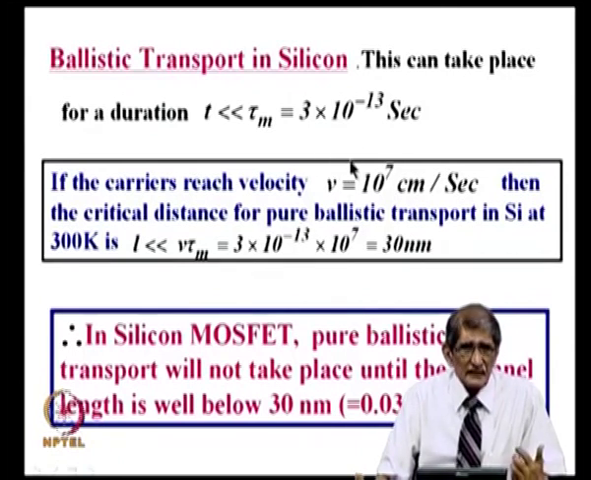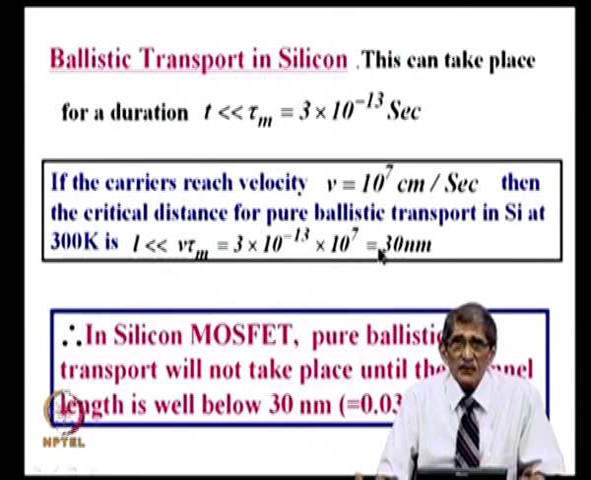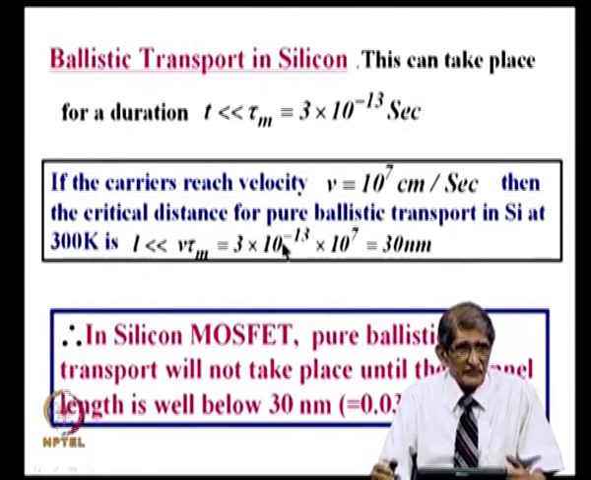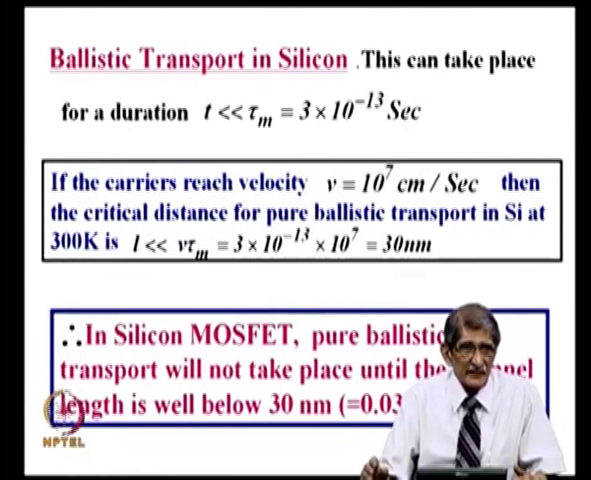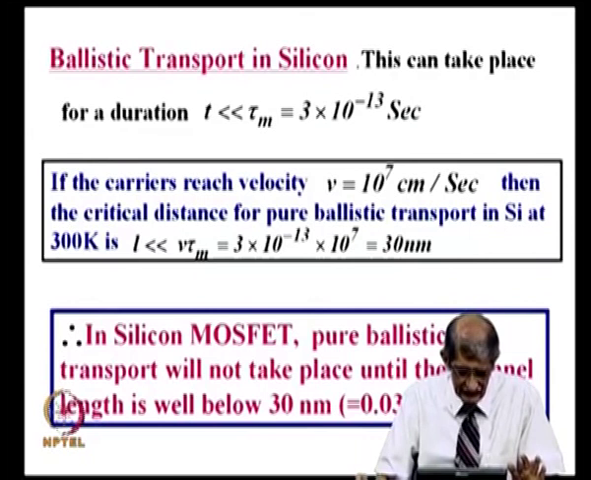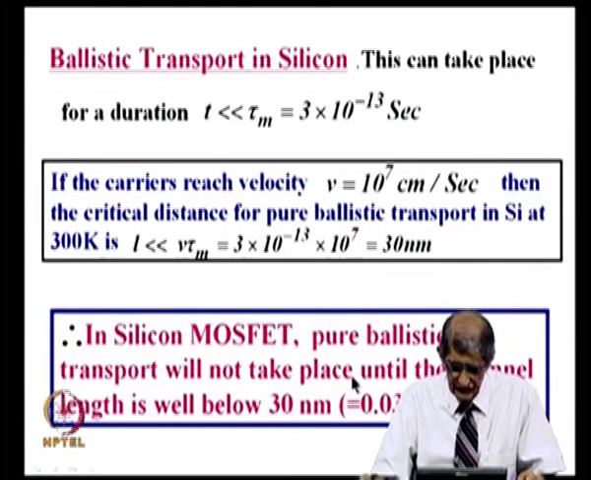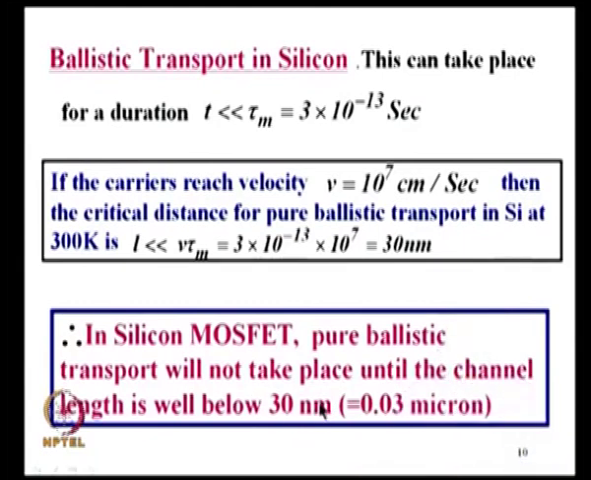in silicon till it is much less than 30 nanometers, say 10 nanometers. If you go there, you can say ballistic transport will be there. So, you may not have velocities much greater than the saturation velocity at the source end. That is the meaning of that. So, in silicon MOSFETs, pure ballistic transport will not take place until the channel length is well below 30 nanometers. Okay. We examined that to see if there is a chance of velocity higher than the saturation velocity.